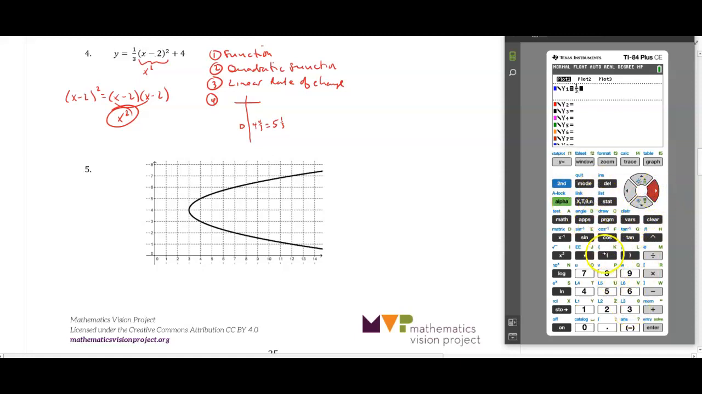Then I'm going to go open parentheses x minus 2 all squared plus 4. Now when you hit the graph, let me turn my stat plots off. When I go to hit the graph, notice what I get here. I get that parabola, so I know it's quadratic. But to create this table, what I would do is go second graph to get the table.